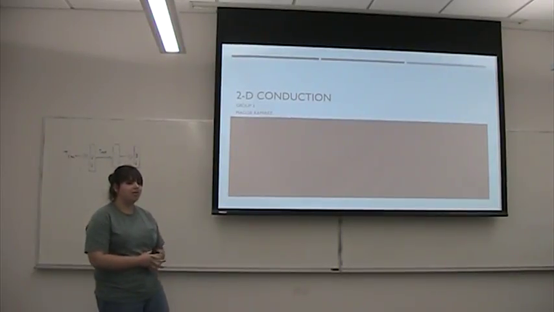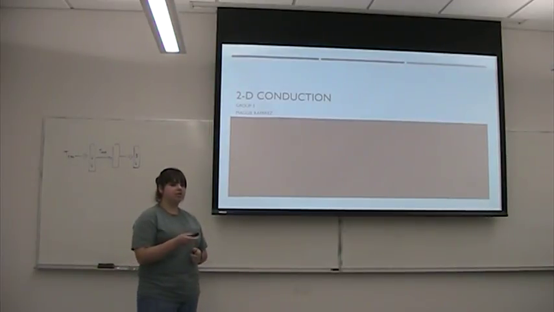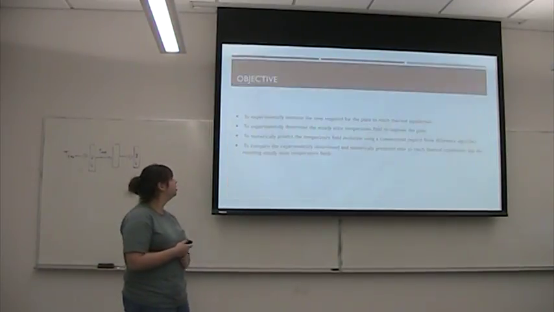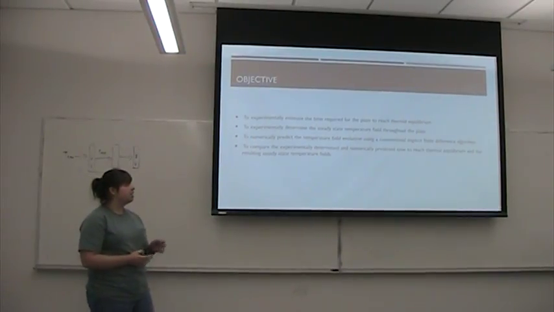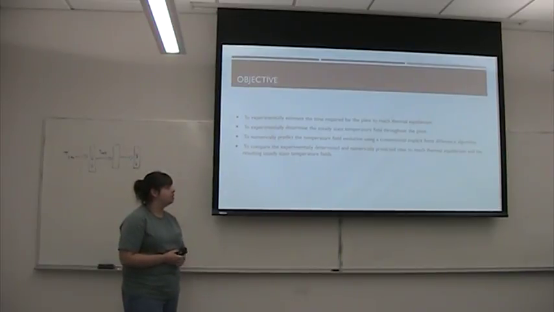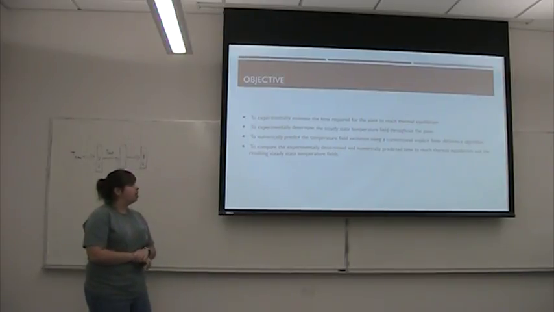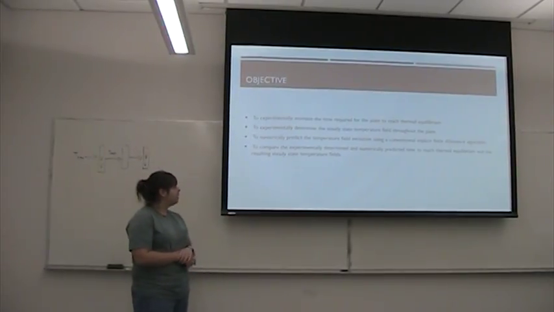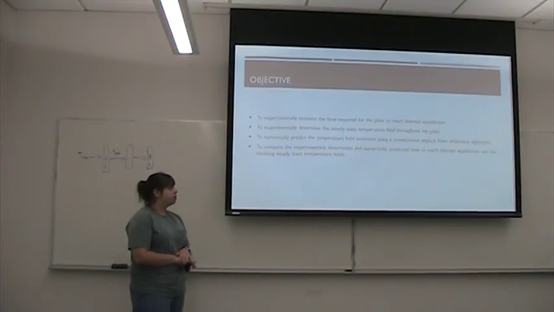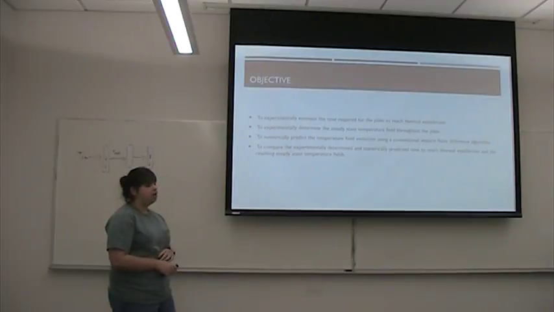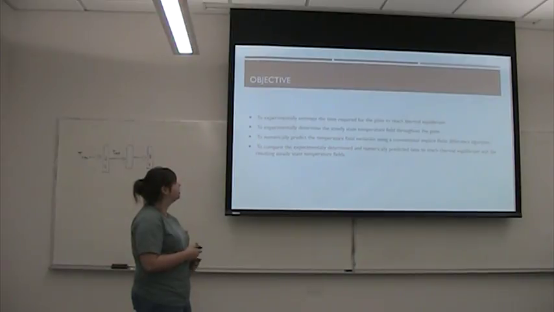I'm Ramirez, and I am the lead for Group 3, and the experiment we are going to be doing is conduction. The objective of this experiment: we are going to estimate the time required for our aluminum plate to reach thermal equilibrium. We're going to determine the steady state temperature field throughout the plate, and then we are going to numerically predict the temperature field evolution using a conventional implicit finite difference algorithm, and then we're going to compare our results to what we predicted in our experiment.